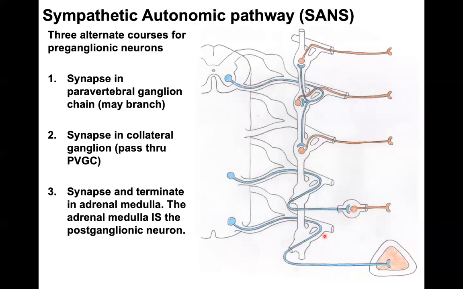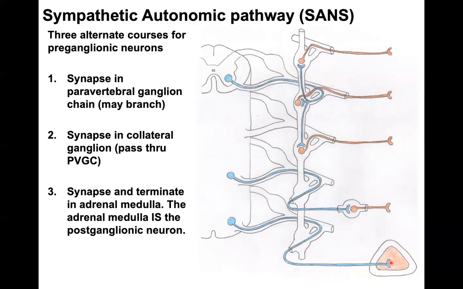The last option is that we have a cell body within the gray matter of the spinal cord, coming out through the ventral root, coming into the spinal nerve, entering in through the white ramus, through the paravertebral ganglion chain, and then they're synapsing and terminating in the medulla of the adrenal gland. The adrenal medulla, remember, is the center of the adrenal gland. It's not an effector organ per se, it is the postganglionic neuron. So it is of neural origin, if you recall from our discussion of the endocrine system. So the adrenal medulla is made of neurons, and like other neurons, these secrete neurotransmitters.